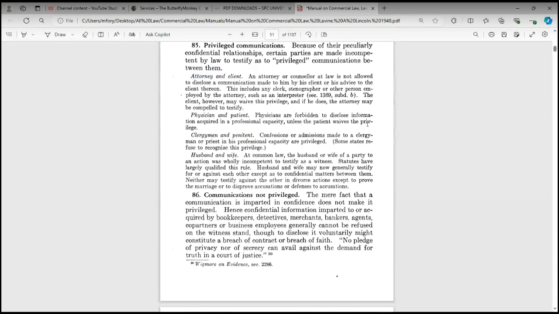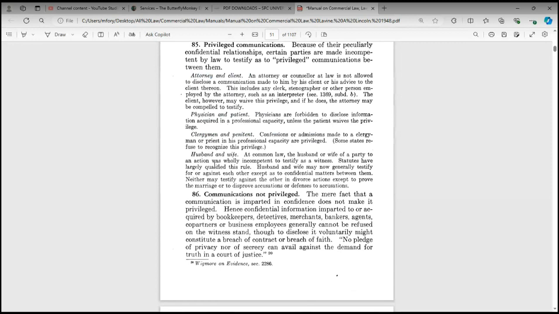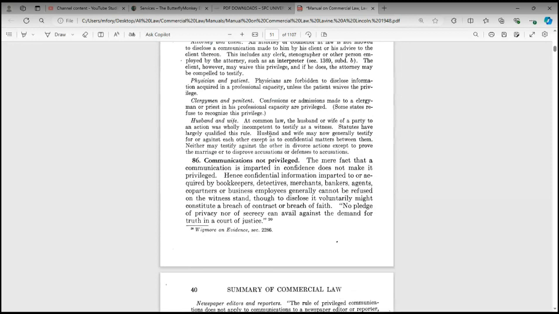Physicians are forbidden to disclose information acquired in a professional capacity unless the patient waives the privilege. Confessions and admissions made to the clergyman or priest in his professional capacity are privileged. Some states refuse to recognize this privilege. I think New York's one of them.